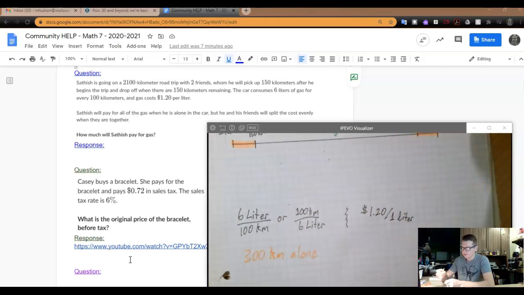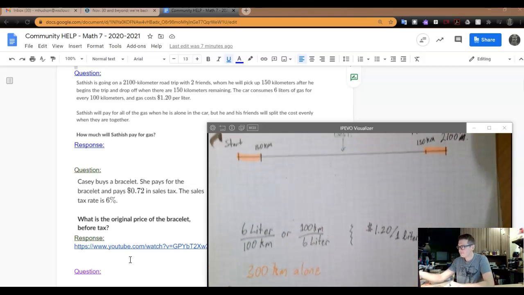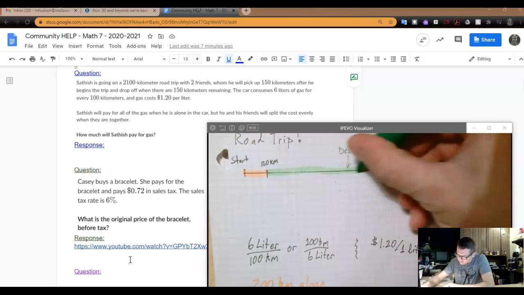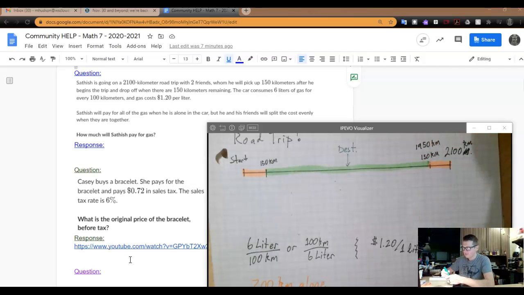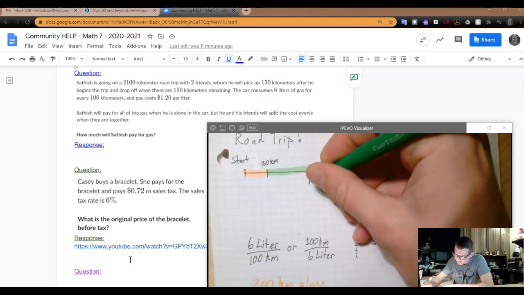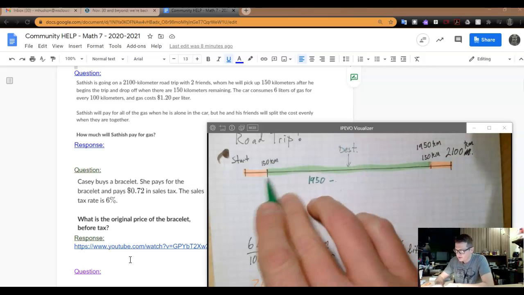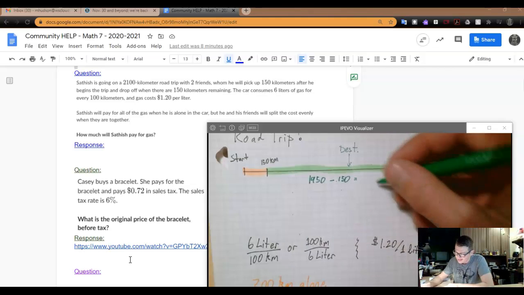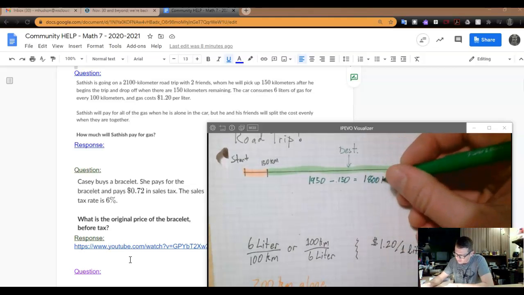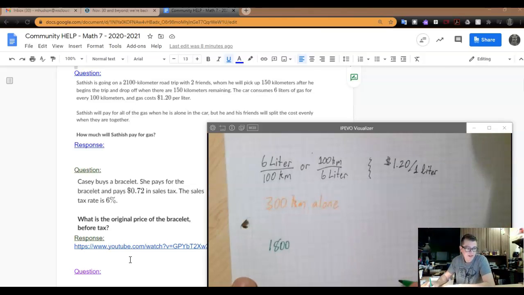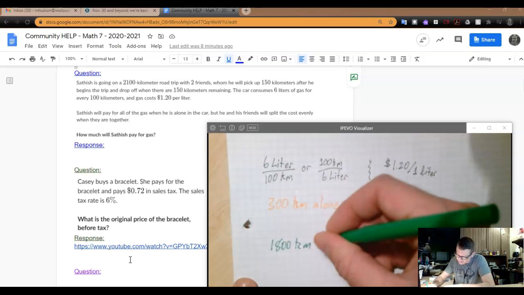Let's talk about this section in the middle. Let's choose a highlighter color for that. I don't know, green. I got a green pen, so might as well. So this is the part of the trip where he had friends with him. So that stopped at 1950 kilometers, and it started at 150. So if we do that subtraction, 1800 is how far they traveled together. So we're going to take that down to our information that we know and say 1800 together.